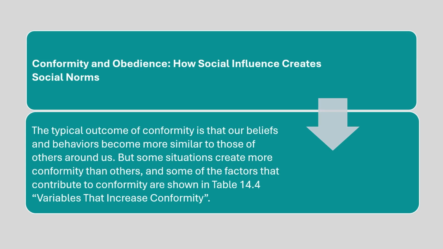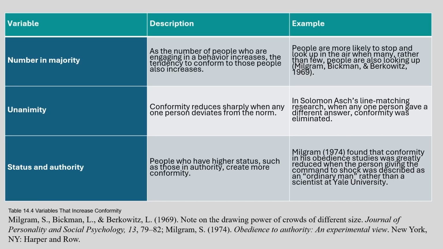But some situations can create more conformity than others, and some of the factors that contribute to conformity are shown in the table, variables that increase conformity. In this table, you can see that as the number of people in the majority who are engaging in a behavior increases, the tendency to conform to those people also increases. An example would be people stopping and looking up in the air when more than one or two people are looking up in the air. If everyone's looking, people are much more likely to look up.